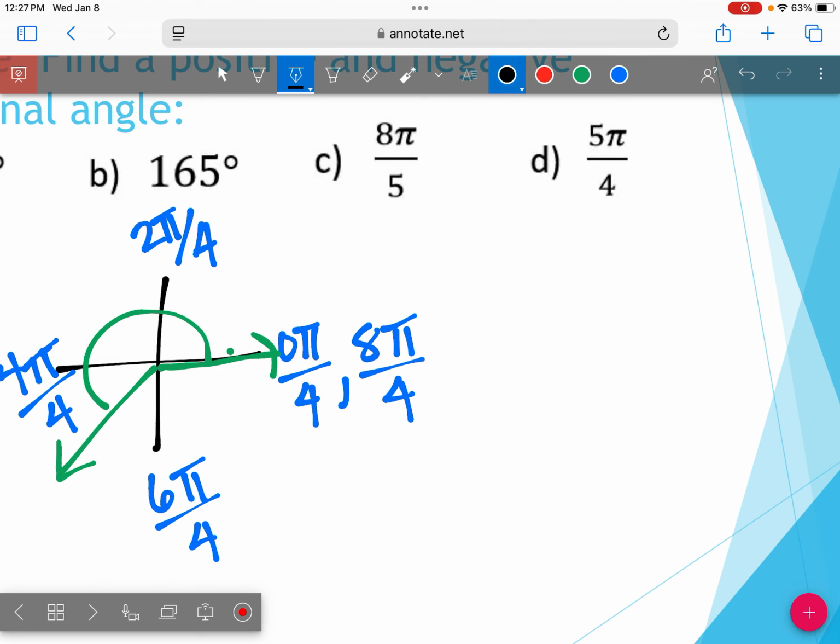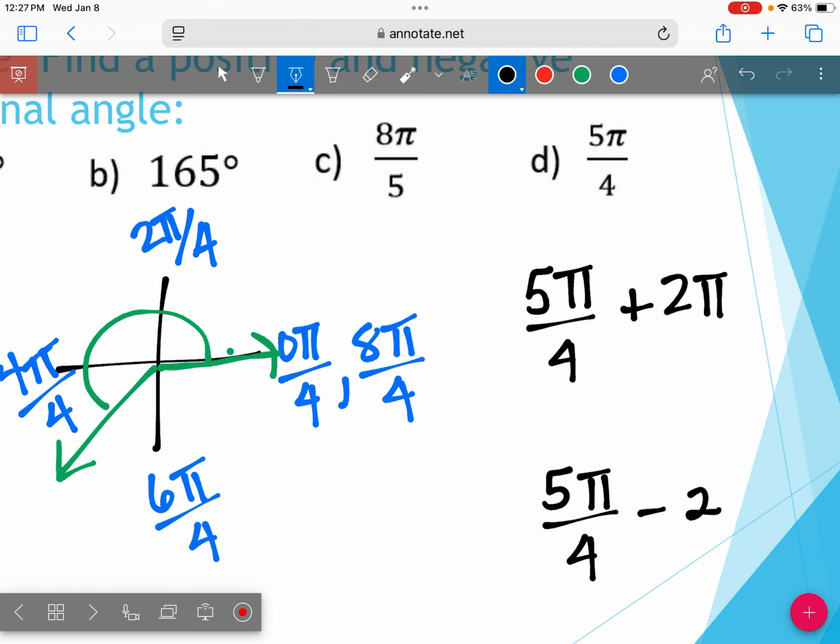So I want you to really quickly take 5 pi over 4. I want you to add 2 pi and subtract 2 pi. How am I going to write 2 pi so that it has a common denominator? What is it? 8 over 4. Because right now this is 2 over 1. Now my common denominator is 4, so I'm multiplying top and bottom by 4. So it's 8 pi over 4.